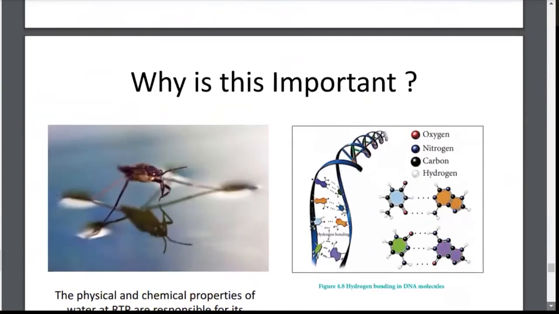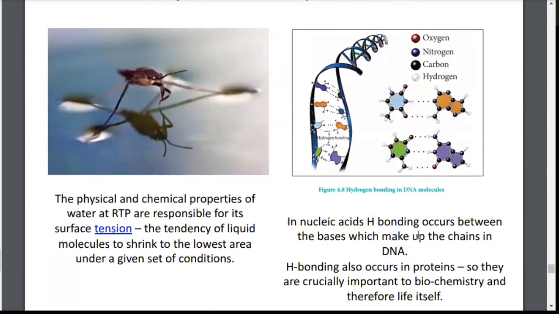So it also means that the physical and chemical properties of water at room temperature and pressure cause this phenomenon called surface tension, which is just a fancy way of saying the tendency of molecules to shrink to the lowest area under a given set of conditions. There's a link which explains all that.